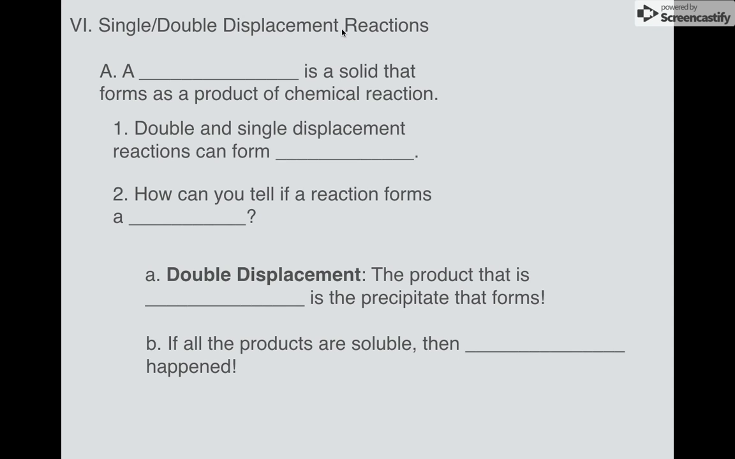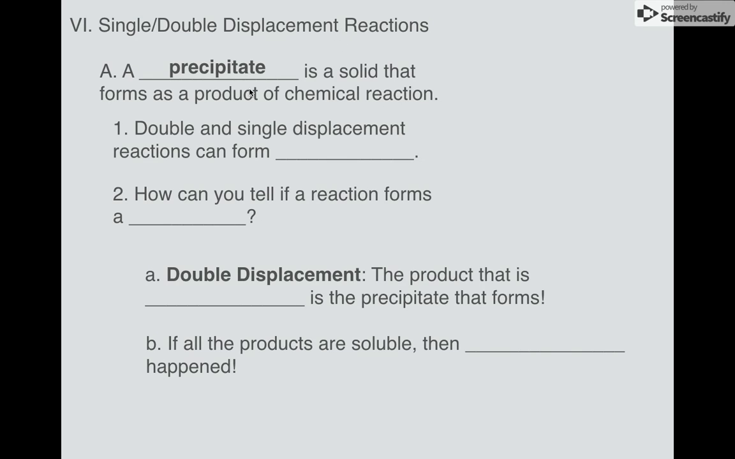Today, we're going to be looking at single and double displacement reactions. We already used our solubility chart, and we're going to be using it again. But the first thing that we need to talk about is a term that I used when we were looking at your solubility chart that I never really defined. And that would be the term precipitate.